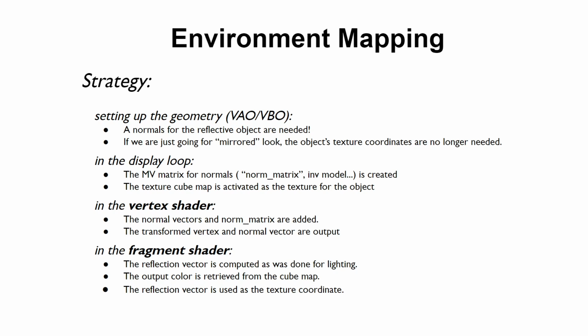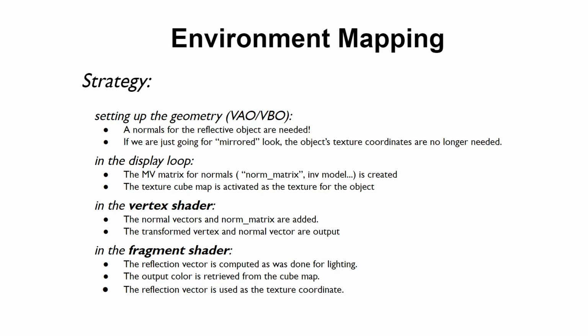Okay, then in the display loop, just like our lighting, we have to make sure that we have some sort of model view matrix for the normals. We may need the inverse model matrix in order to correctly accommodate the way that the surface normals are transformed, because they have to move with the model. So we have to make sure that works. And then we have to make sure we have a textured cube map, activate it, so that we can use that as a source for all the pixels.